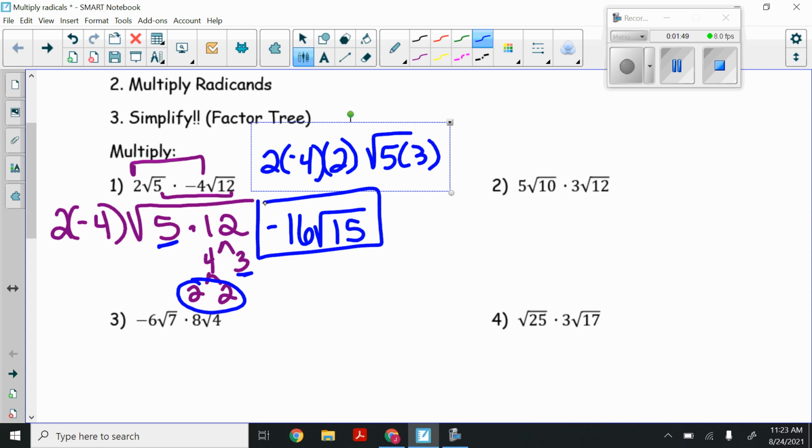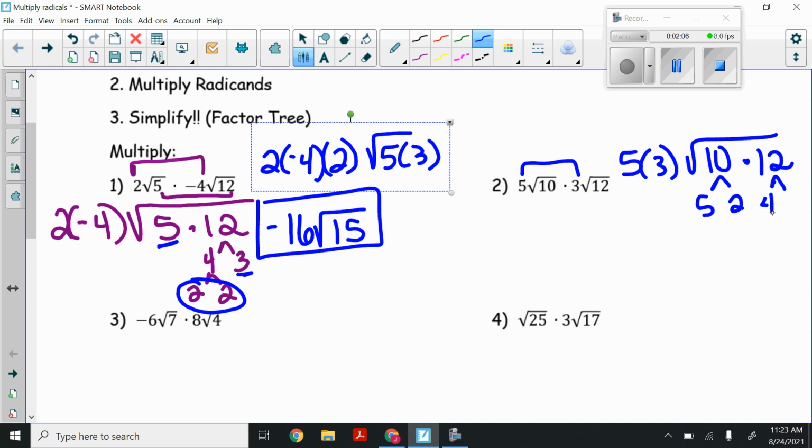All right, so let's do number 2. So I'm going to take the 5 times the 3. On the outside, I have 5 times 3. Underneath my radical, I'm going to have a 10 times a 12. I'll do factor tree on 10. That's 5 times 2. 12, that's 4 times 3. 4 is 2 times 2. Now I'm looking for buddies.